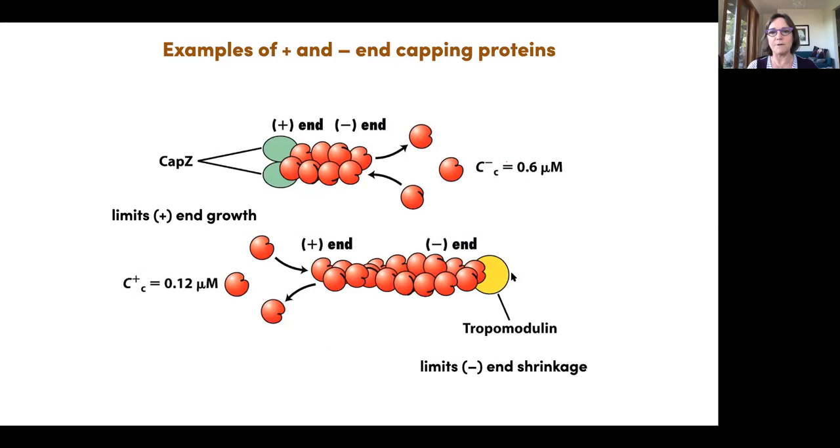And this is just a couple of examples of capping proteins. You do not have to memorize them, but just to illustrate that there are both plus and minus end capping proteins that have different functions.